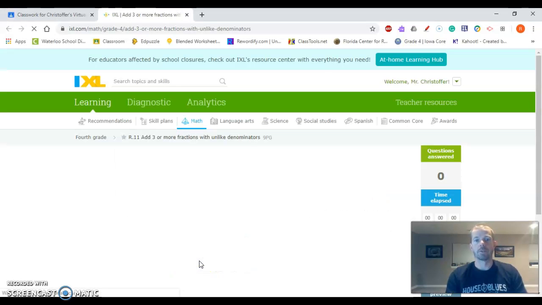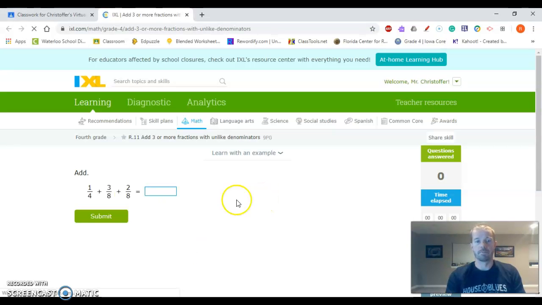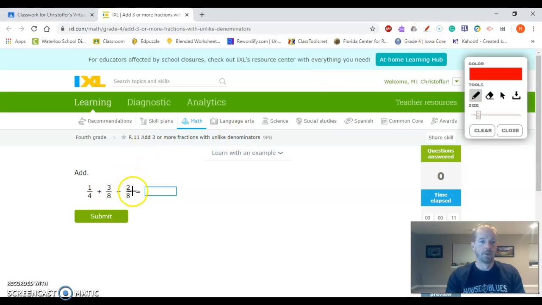You're adding 3 or more fractions with unlike denominators. You're going to have to go through, find a common denominator, or you could add the 2 fractions first and get 5/8. Grab a pen tool here. So if I add these two, I get 5/8.